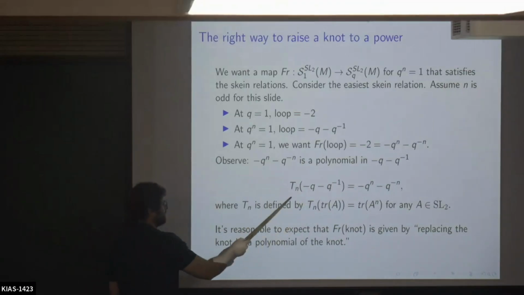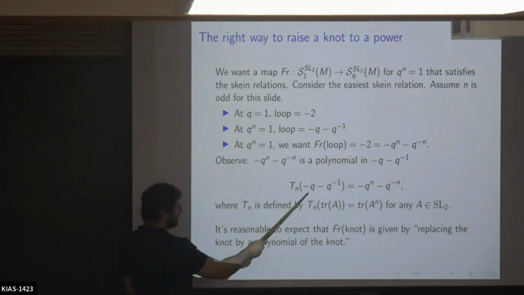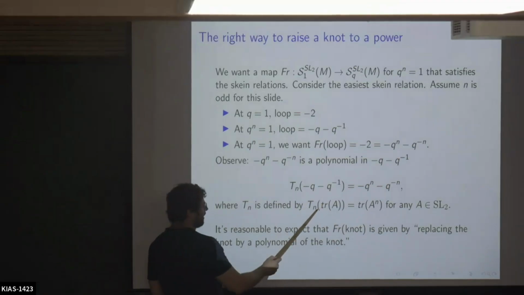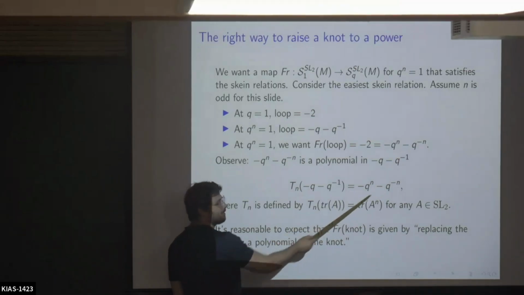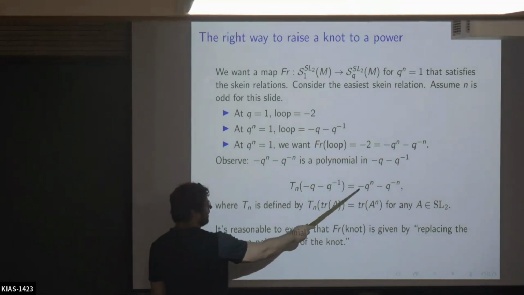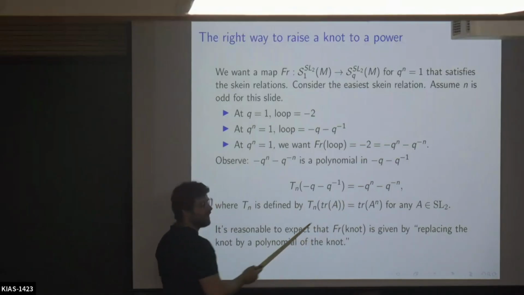The polynomial that we'll use, we'll talk about it more later, is the nth Chebyshev polynomial, which has the property that if we view minus q as an eigenvalue of an SL2 matrix, then minus q inverse is the other eigenvalue. This property is saying that if you take the trace of an SL2 matrix and plug it into our polynomial, you get out the trace of the nth power of that SL2 matrix. Here, we're assuming that n is odd for this slide, so that minus 1 to the n is minus 1.